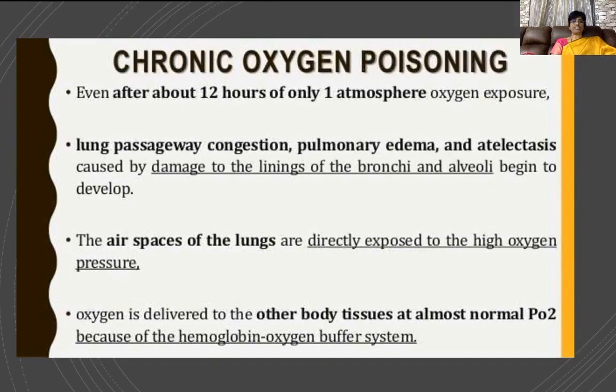Chronic oxygen poisoning. Even after about 12 hours of only 1 atmosphere oxygen exposure, lung passageway congestion, pulmonary edema, and atelectasis, caused by damage to the lining of the bronchi and alveoli, begin to develop. The air spaces of the lungs are directly exposed to the high oxygen pressure. Oxygen is delivered to the other body tissues at almost normal partial pressure of oxygen because of the hemoglobin oxygen buffer system.